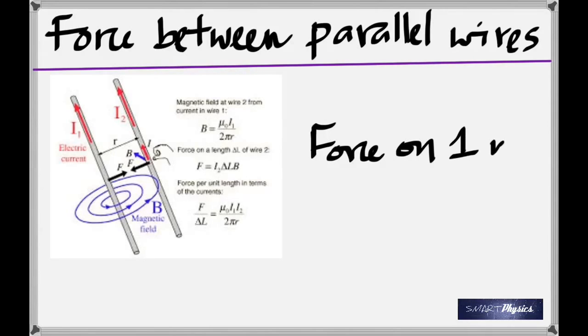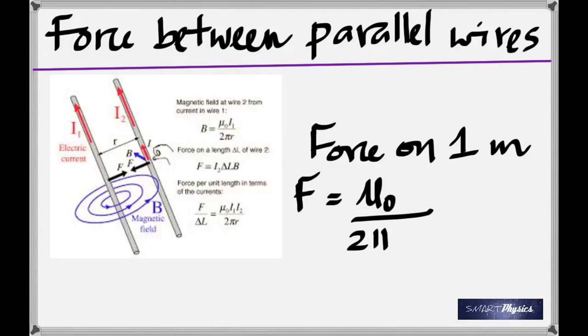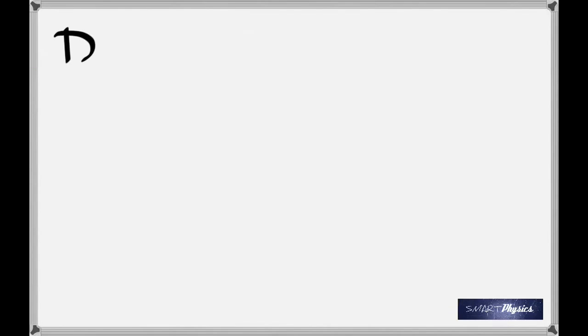The force on one of them, on a length of 1 meter, is given by F is equal to mu naught by 2 pi r times I1 times I2. Remember that this is the force on each meter of one of the conductors. So it depends on both the currents and the distance between them. And this is how the ampere is defined.